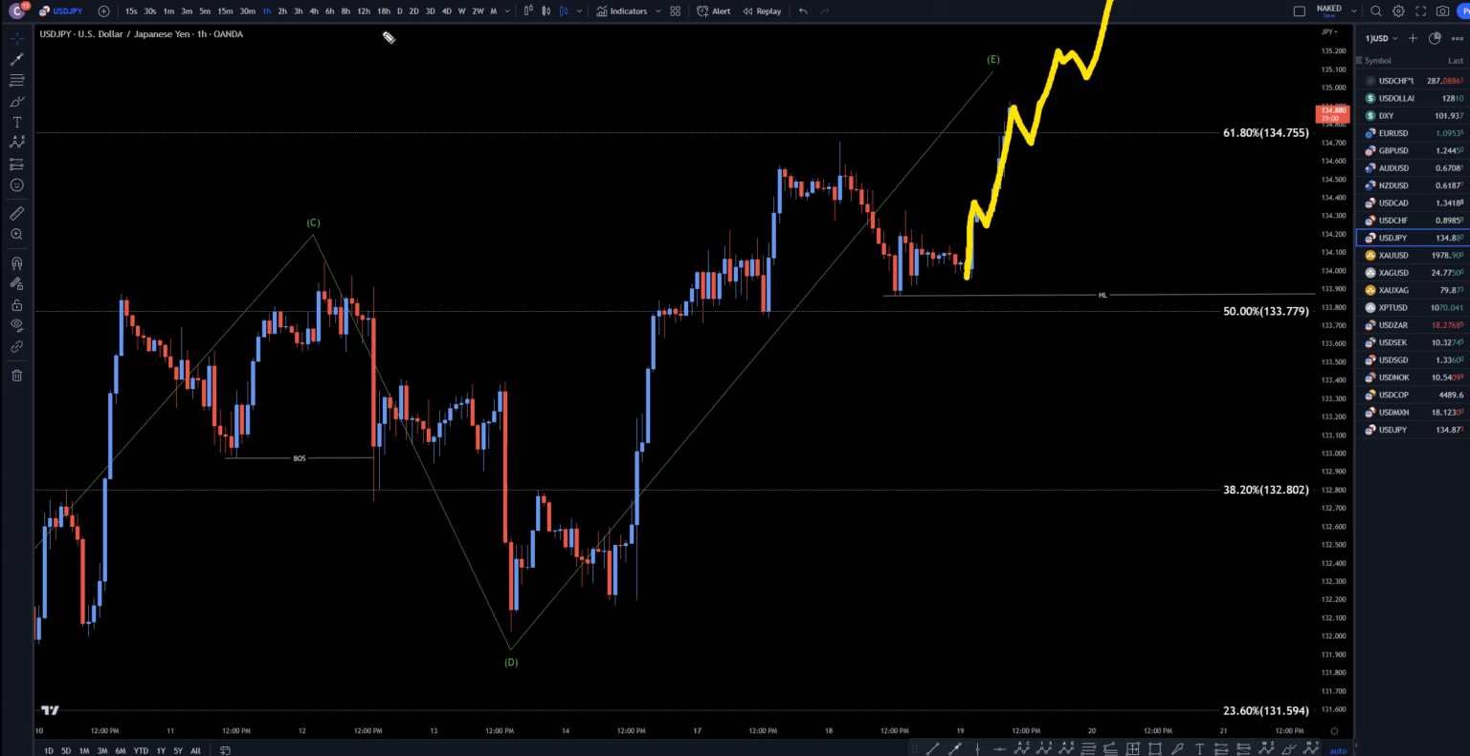And if it just keeps on going up, making a big wave C, like I was showing on the longer time frames, then we'll be looking for longs anyway. So it will not matter to us if it just keeps on trending up.